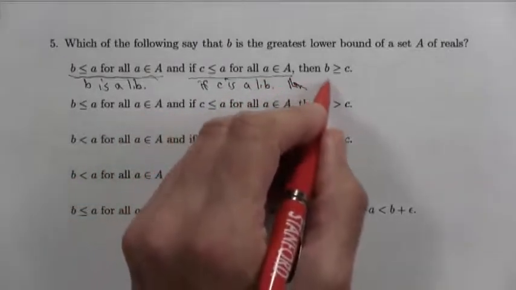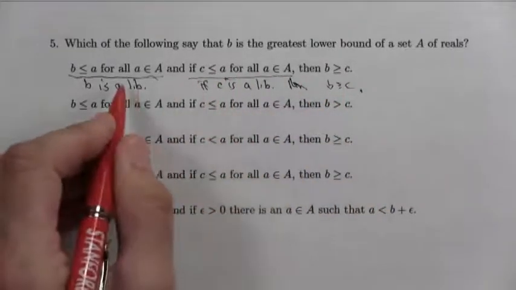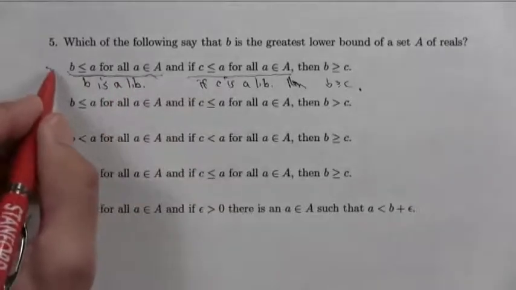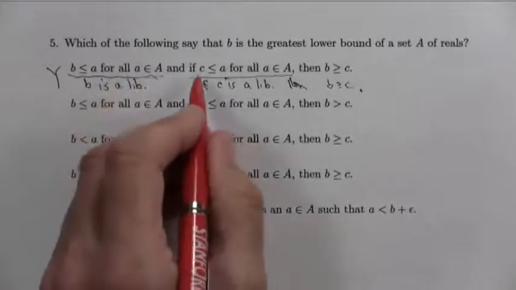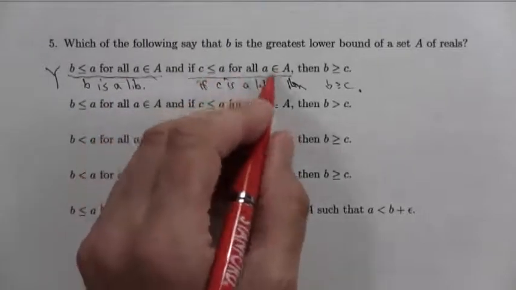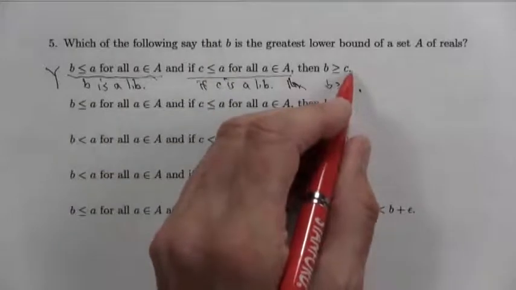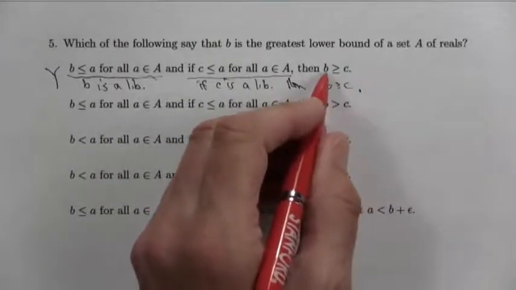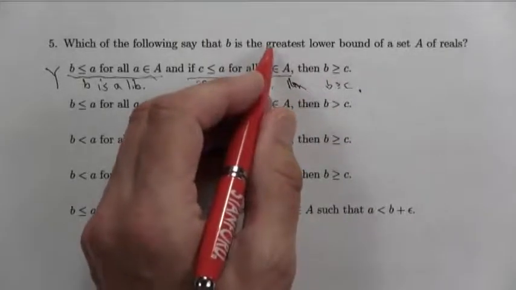then B is bigger than or equal to C. Okay? In other words, it does say that it's a greatest lower bound. This says it's a lower bound, and this says that if we take any other lower bound, C, then B is at least as big as C. So we can't find a lower bound bigger than B. So B is the greatest lower bound. Okay, that was that one.